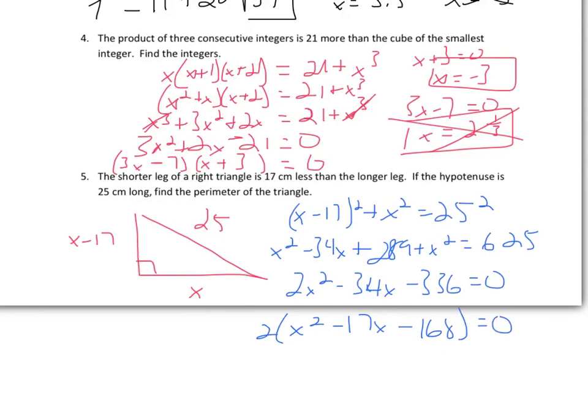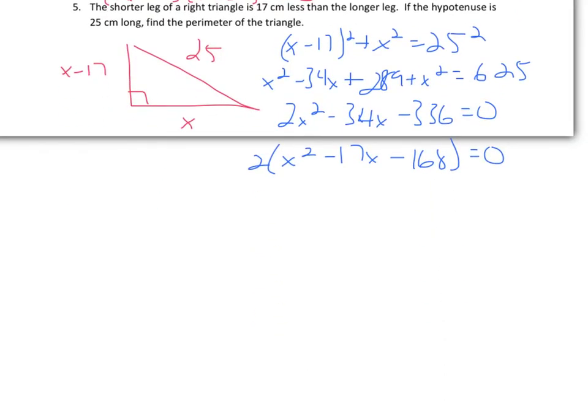Once again, you don't have to worry about that 2 because it's going to divide out of the 0 anyway, so it's not going to matter. Now to figure this out, I'm going to my calculator. With my calculator, I just figured out that 24 and 7 work, so that's going to help me a lot. So we'll have x plus 7 and x minus 24. Okay, and that's going to get us our answer.